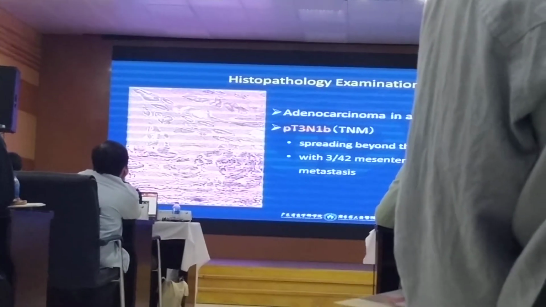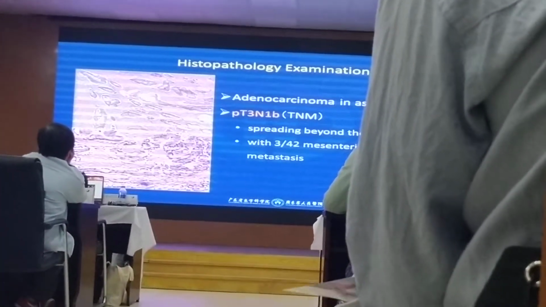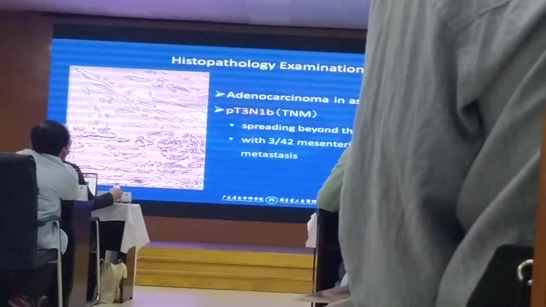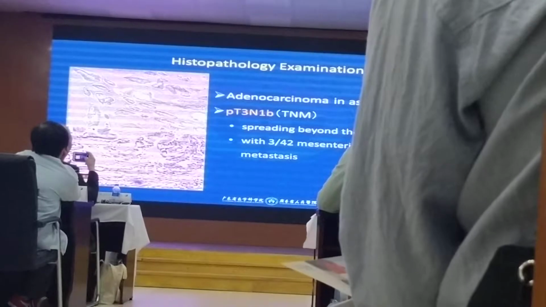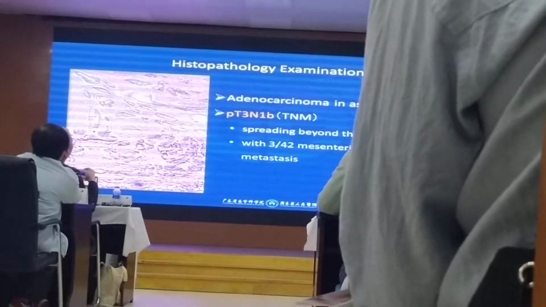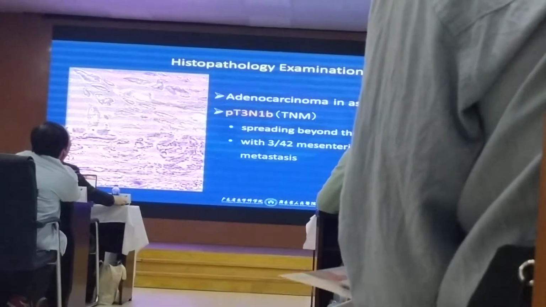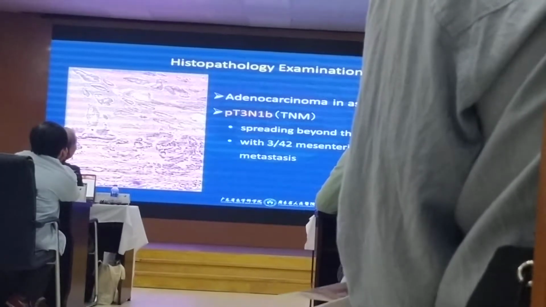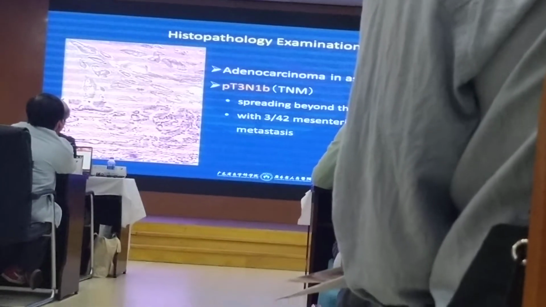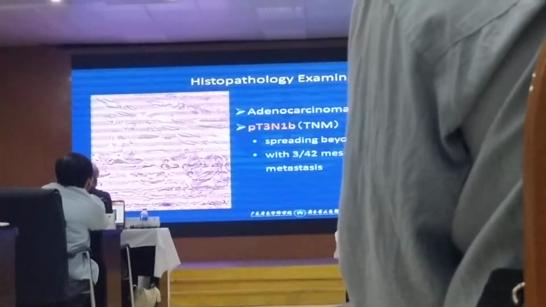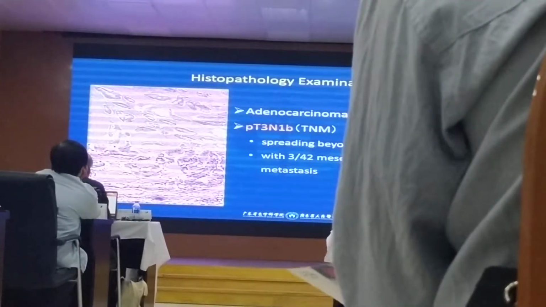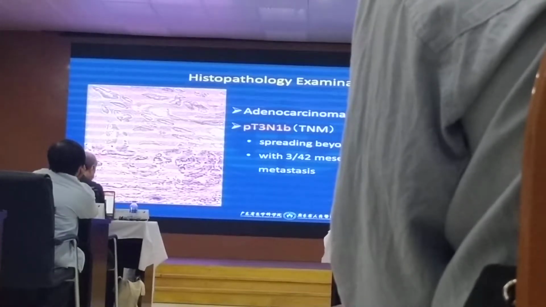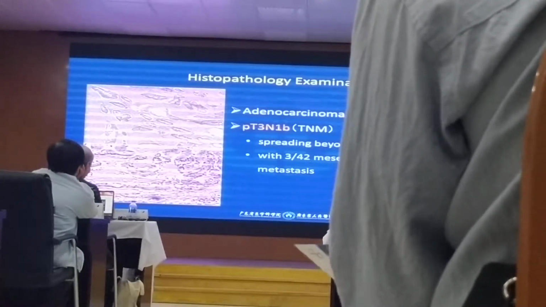The pathological T and N stage of this patient is T3N1b. The tumor invades through the muscularis propria into the pericolic tissue. Because he had 3 lymph node metastases, so it is N1b.